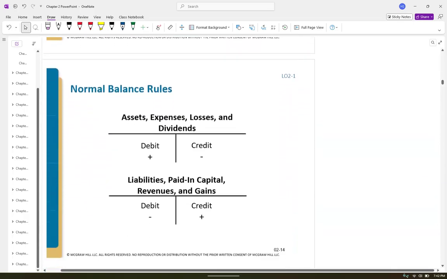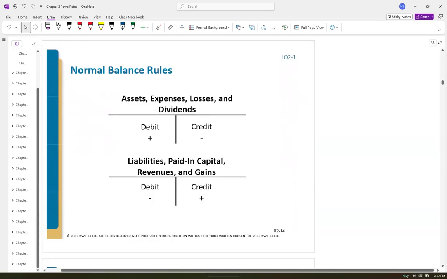I've already gone over the normal balance rules, but I like this. I've never seen a slide like this one either. I thought this was really neat, where the normal balance of assets, expenses, losses, and dividends are really a debit. All of the liabilities, paid-in capital, revenues, and gains, those all have a normal credit balance. So this might be my new favorite debit and credit rules.